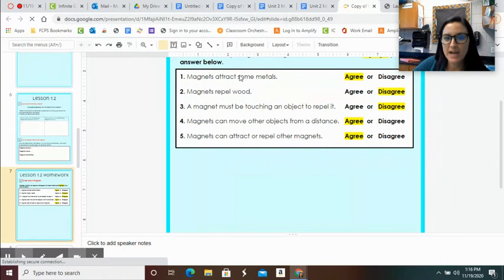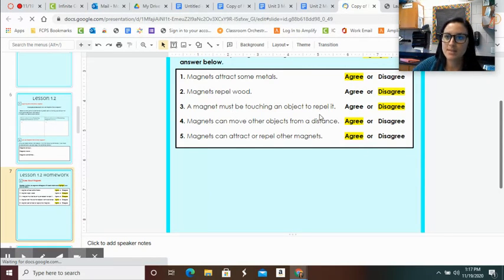We agreed that magnets attract some metals. We disagree that magnets repel wood. They don't affect it at all. And we disagreed that a magnet must be touching an object to repel it. It can repel it even if it's not touching. And then magnets can move other objects at a distance. We agreed that is possible. And magnets can attract or repel other magnets.